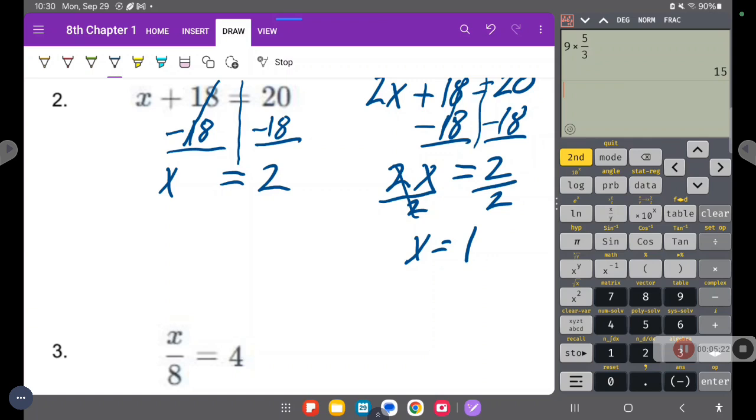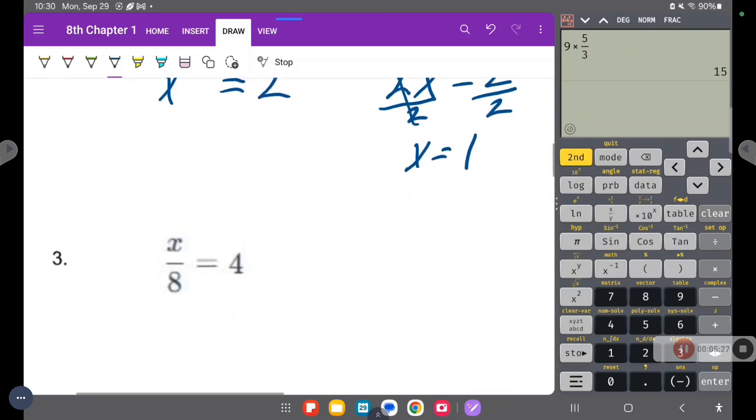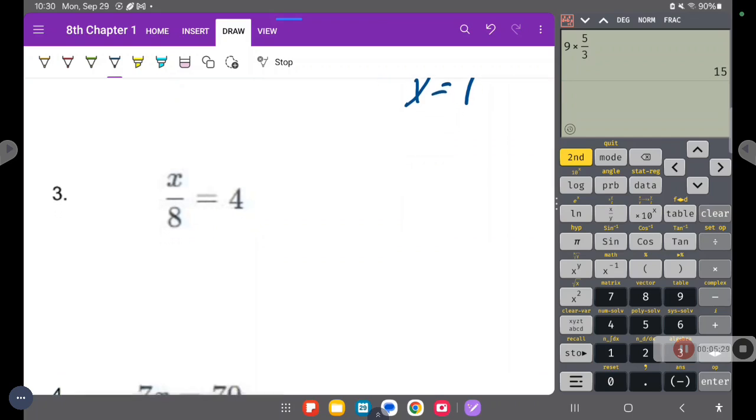All right, so Charlie, on number 3, this is x, and what does this indicate, Charlie, this right here? Divide. So x divided by 8 equals 4. So what are we going to do? I need to get x by itself. So what am I going to do? Multiply? Yes, very good. So if we look right over there, there's an example right there of what we need to do, okay?